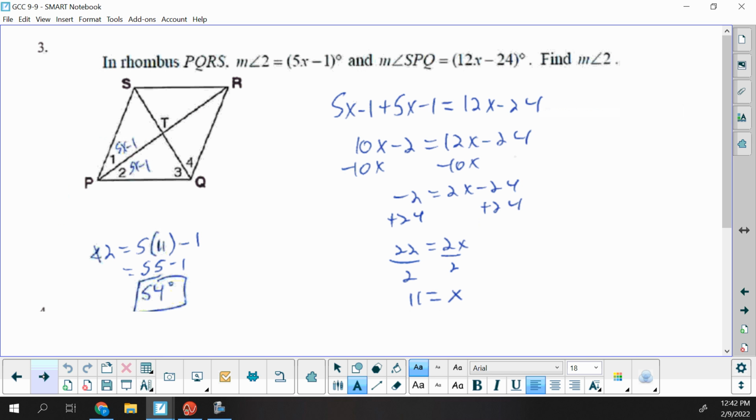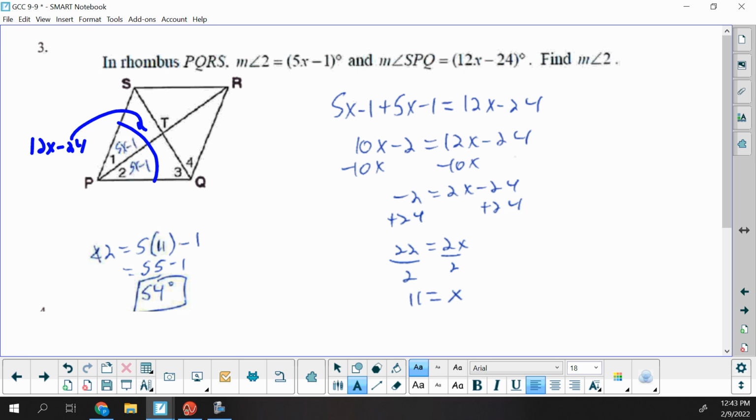Number 3, we got rhombus. We're working with those angles, angle 1, angle 2 they told us was 5x minus 1. And then SPQ, the big one there, they told us that this big angle was 12x minus 24. Well, in a rhombus, diagonals bisect the angle. So if angle 2 is 5x minus 1, we can also call angle 1 5x minus 1.